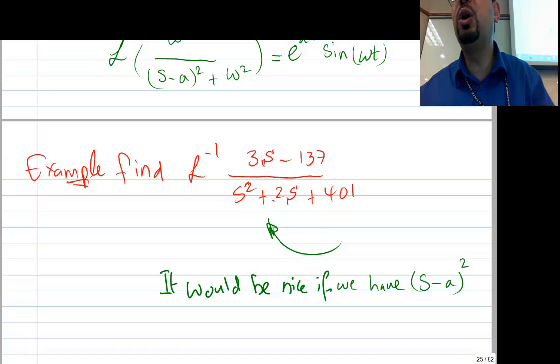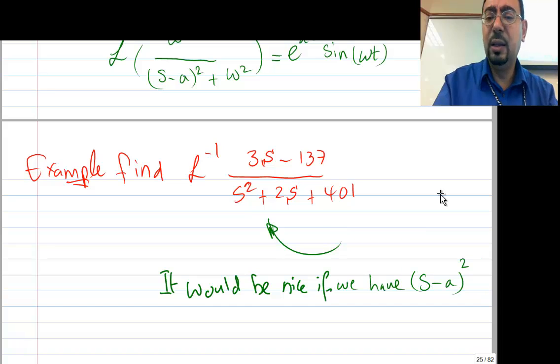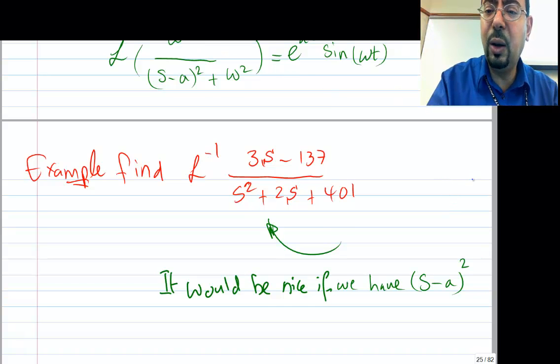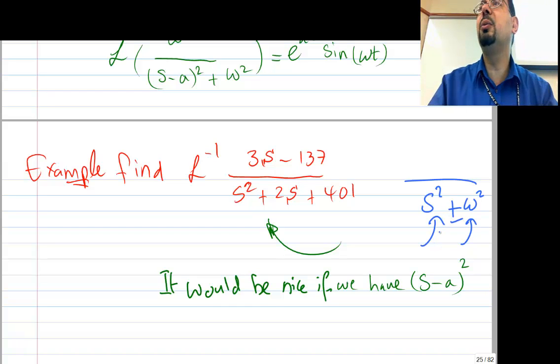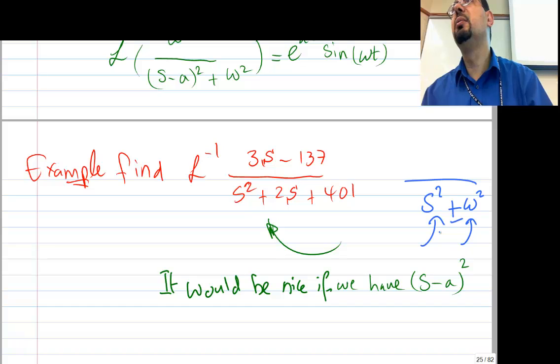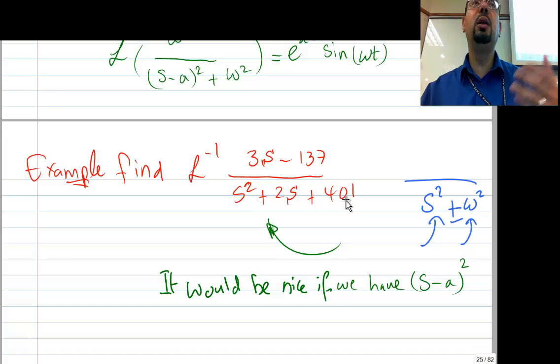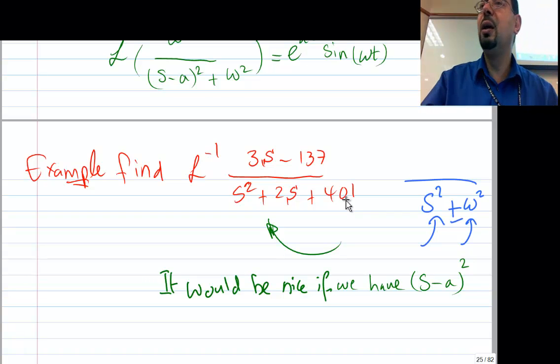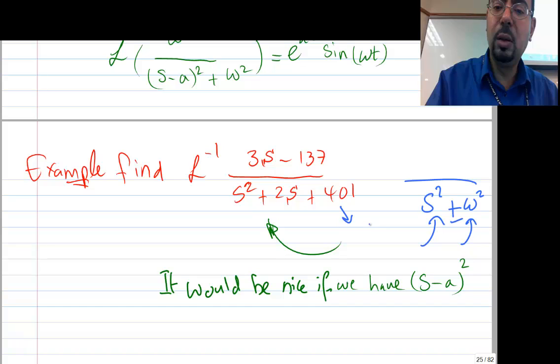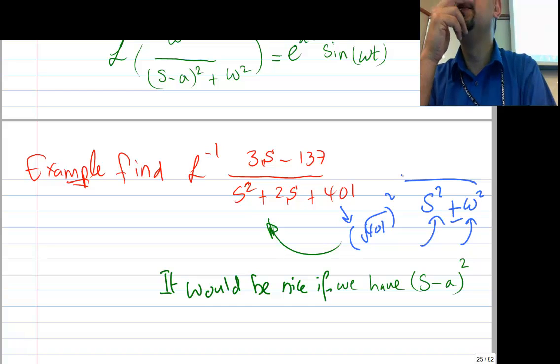The fact that we have s squared plus 2s plus a number doesn't look nice to us. The form that we are trying to find in our table should be something like s squared plus omega squared. Plus or minus is okay, but we need this square plus this square. Of course, the omega squared doesn't matter. If it's 401, perfect. 401 is the square of the square root of 401. So don't worry about the number. This is basically s plus 1 squared plus the square root of 400 squared.